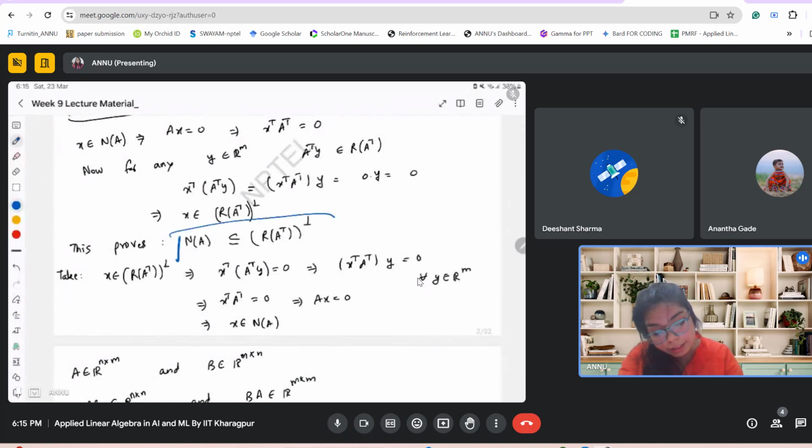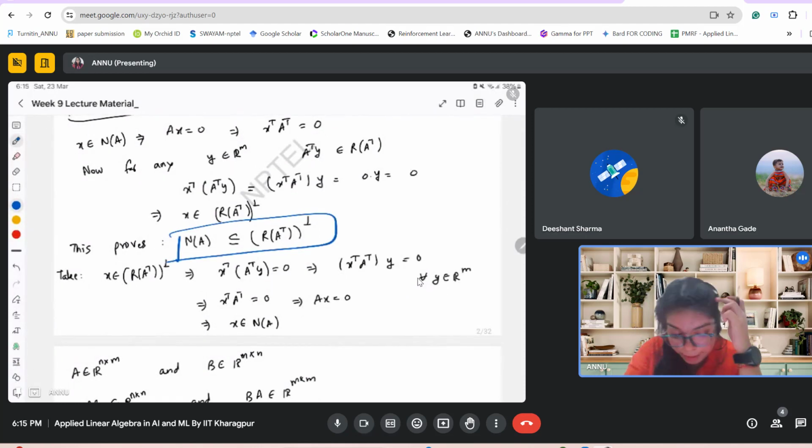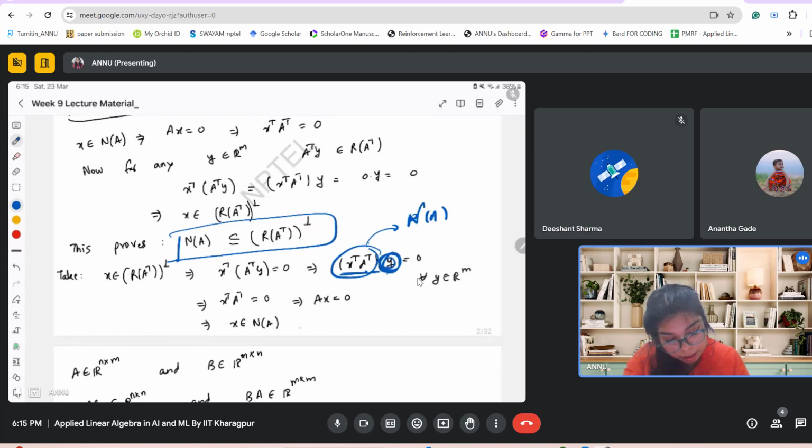Once we prove that it belongs to the range space of A transpose, then x transpose A transpose y equals 0. This implies x transpose A transpose y equals 0. This means x is already belonging to the null space of A and it is also multiplied with y. So this is what belongs to the null space of A.